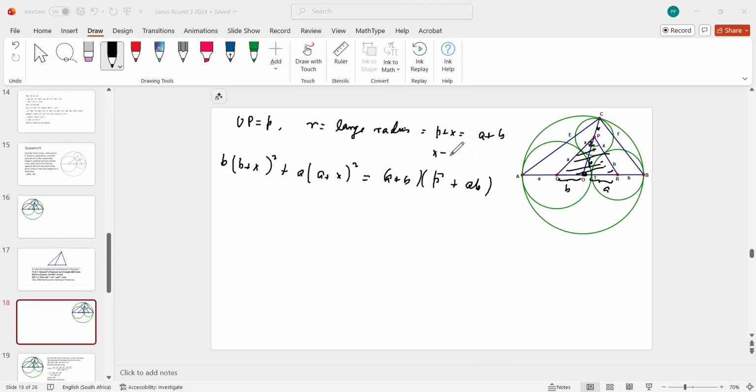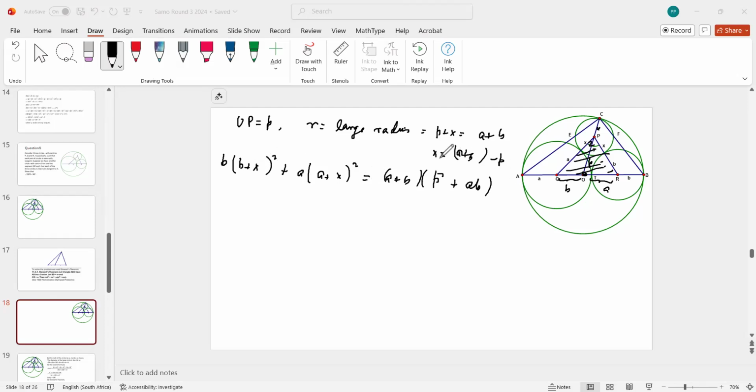X is equal to A plus B minus P from here. P plus X is a radius, and that's the same as A plus B. So I can find X in terms of P. I got a P here, but I'm going to reduce this, take out one of the unknowns. That should be able to help.